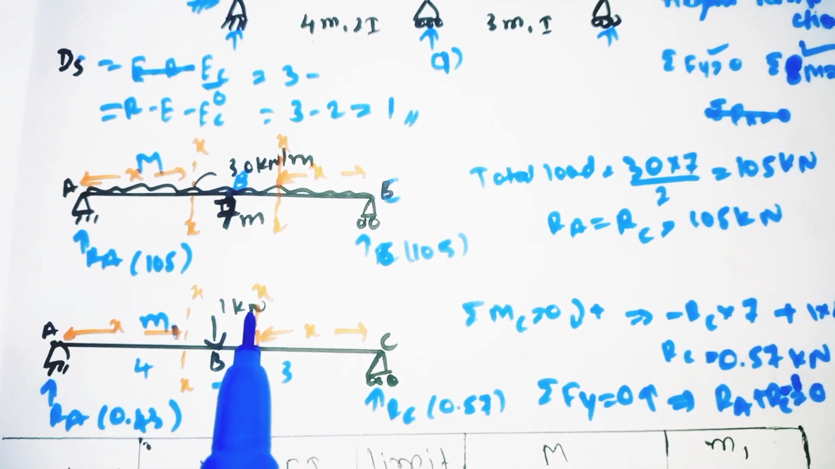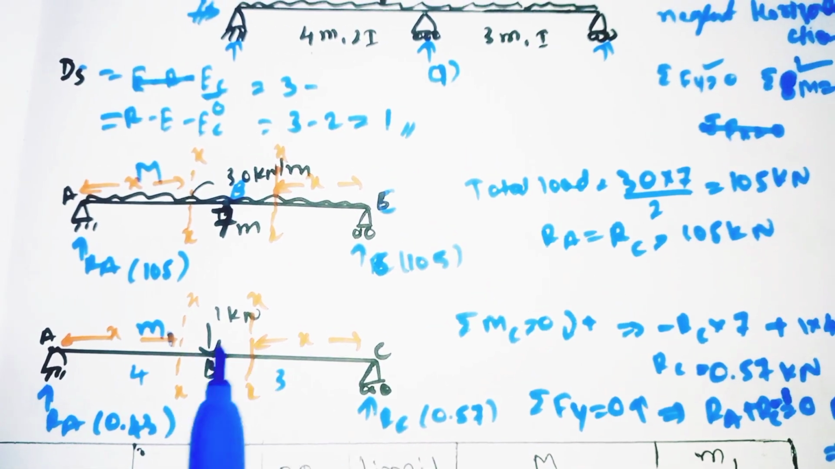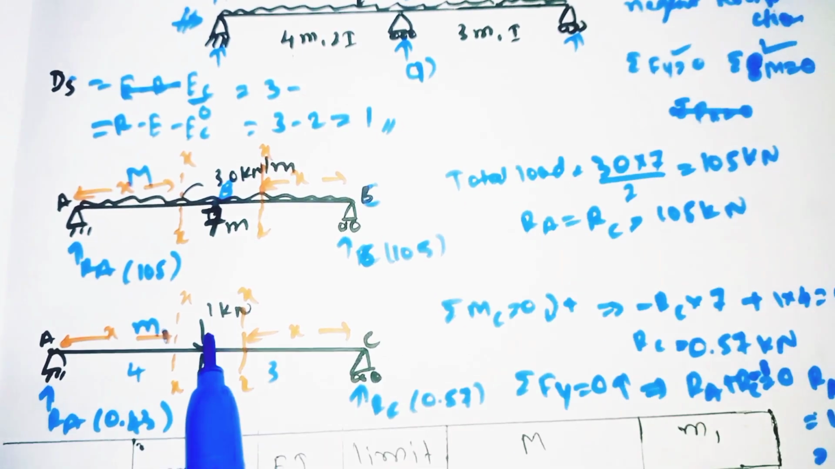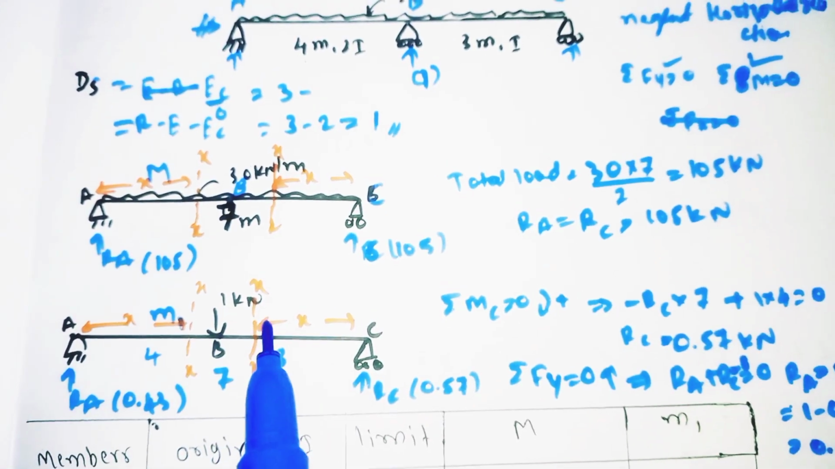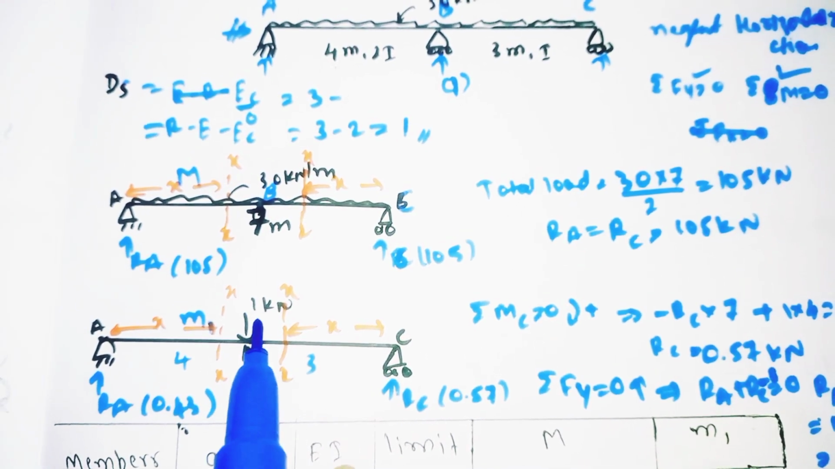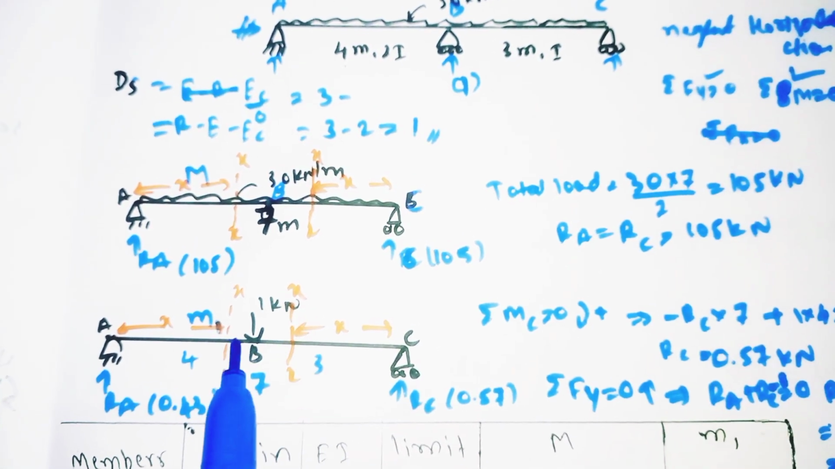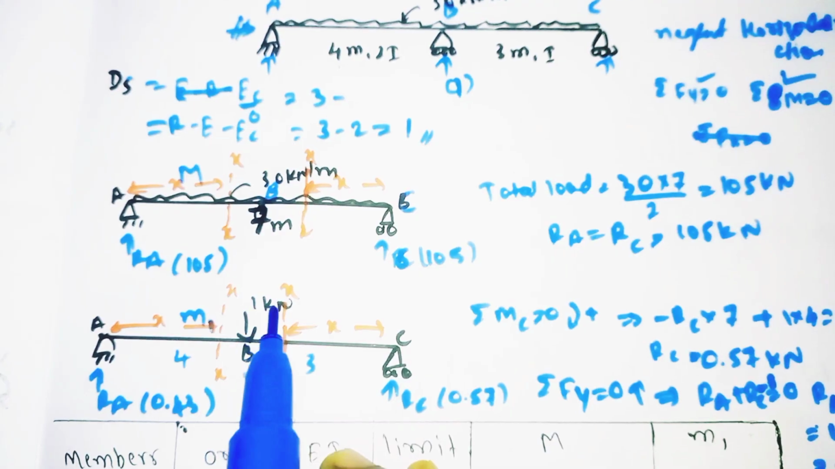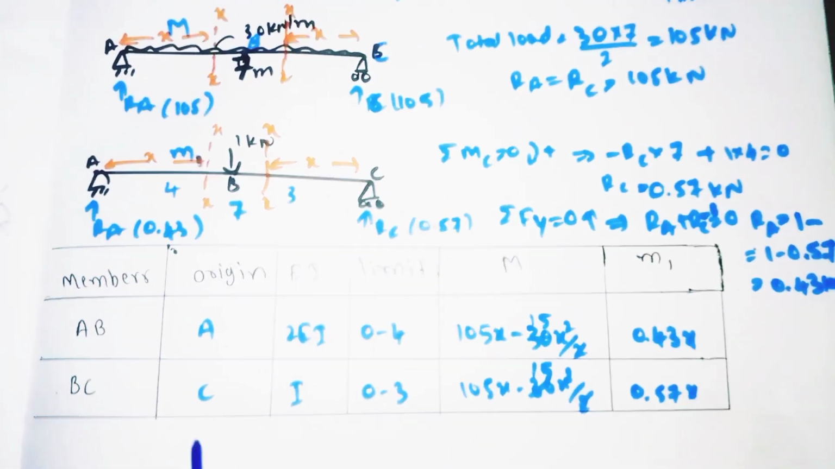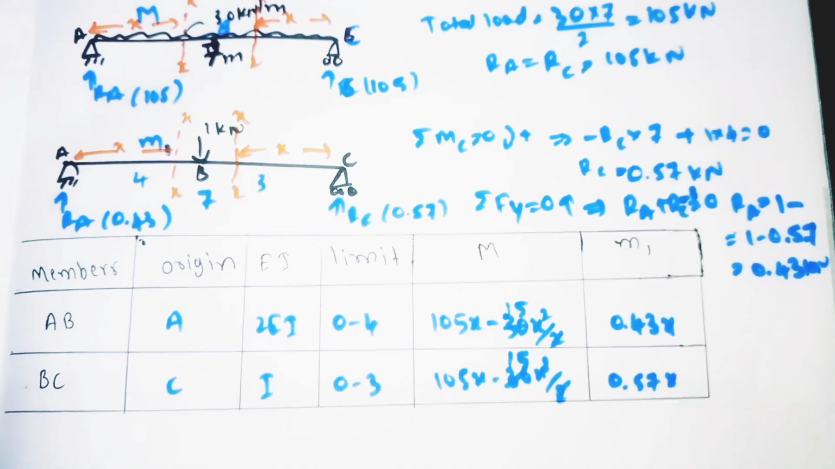So here 1 kilonewton is nothing but our unit moment. We need to apply the 1 kilonewton. At the support which we have considered as a redundant, at that place we need to apply the unit moment of 1 kilonewton. That's why I have taken 1 kilonewton. So now we have filled all the moment values.